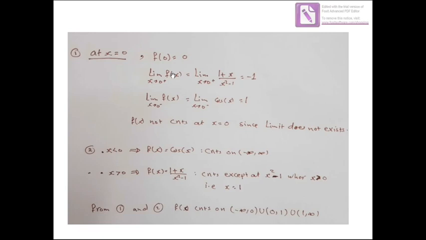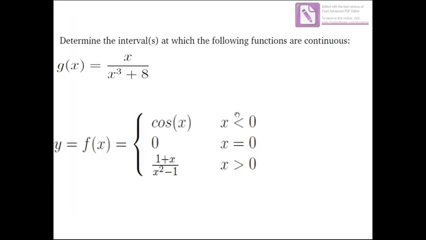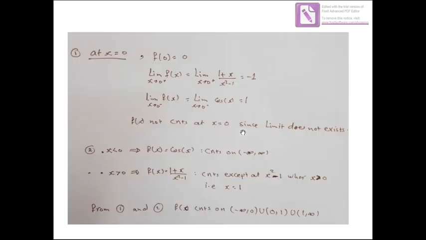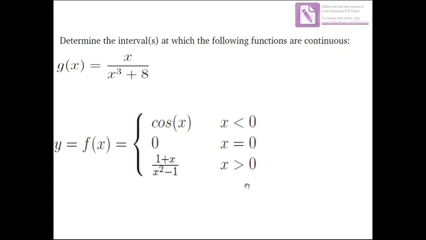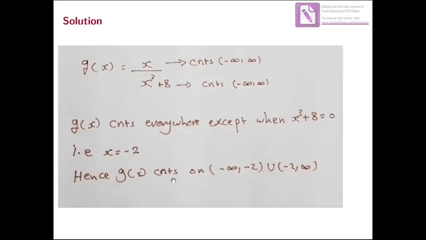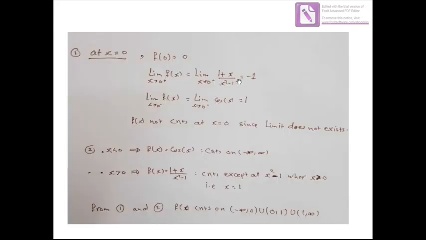Then we need to check the limit. Is the limit when x approaches 0 from the right equal to the limit when x approaches 0 from the left? So the limit of f(x) when x approaches 0 from the right, we will take the function for x greater than 0, so we'll take this one, (1 plus x) over (x squared minus 1). We need to factorize this one. It will be (x plus 1) multiplied by (x minus 1). We will cancel x plus 1 over x plus 1. The final result will be minus 1.